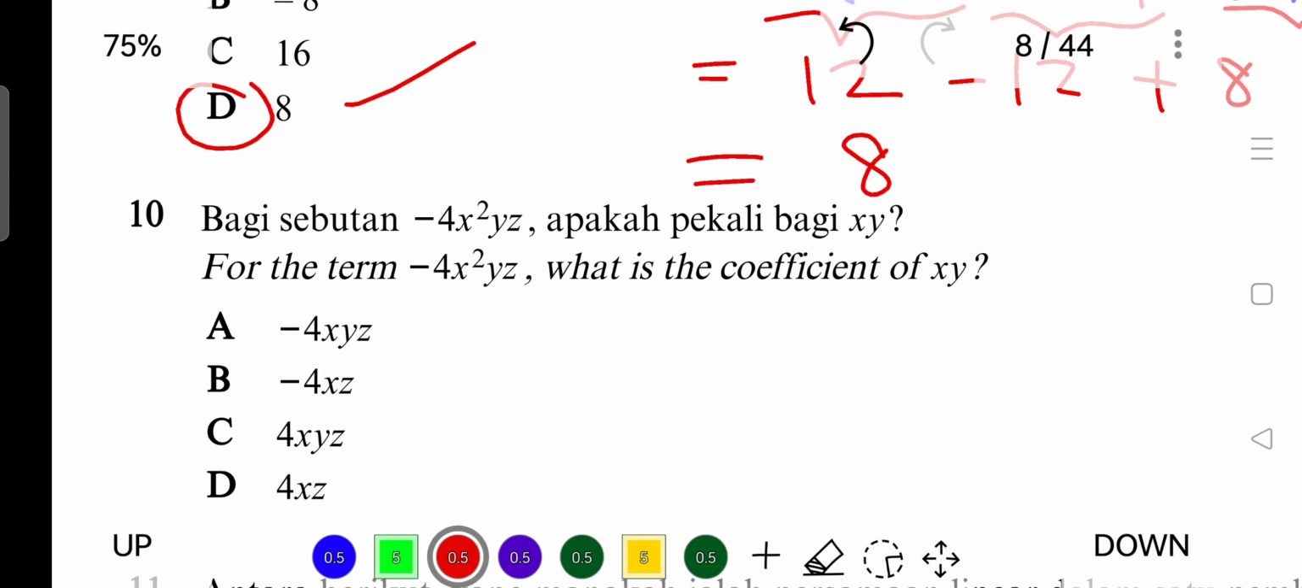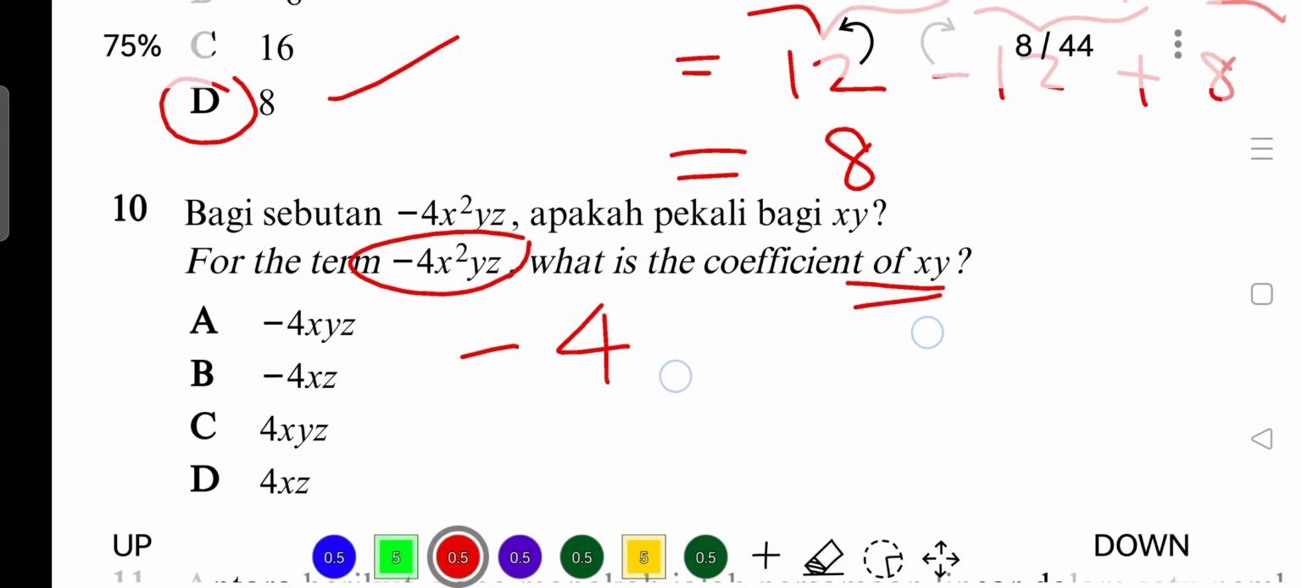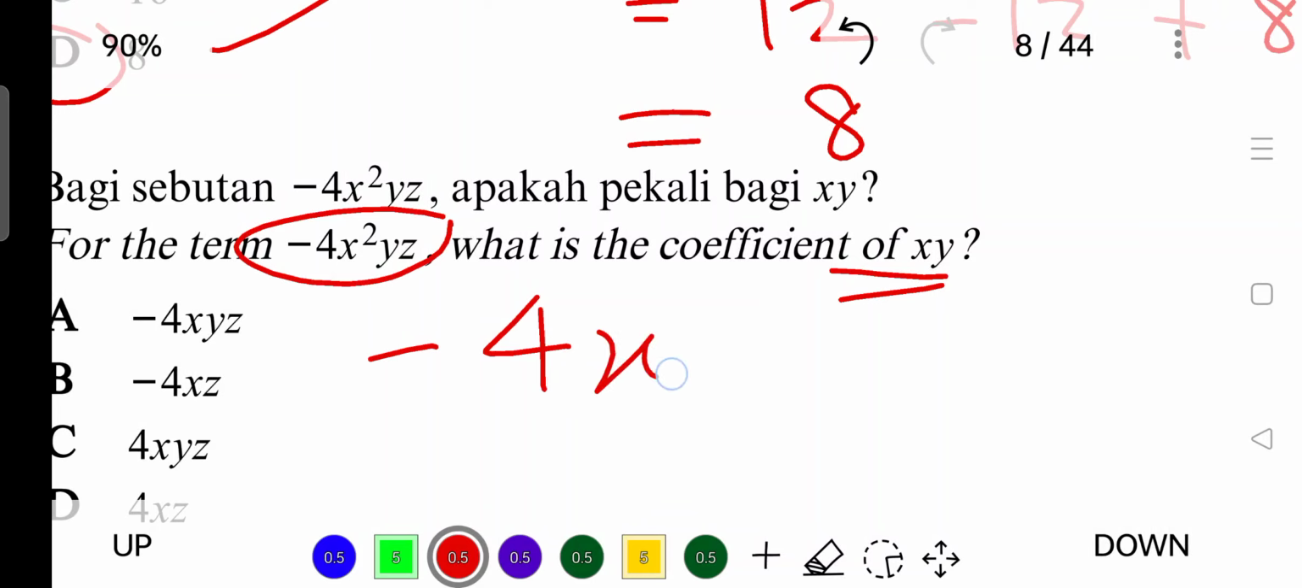Okay, we are at question number 10. For the term, we have this term. What is the coefficient of xy? Whenever you see questions like this, you just split the thing up. The entire term, you just split it. We have 2x, right? And so I just split the thing.